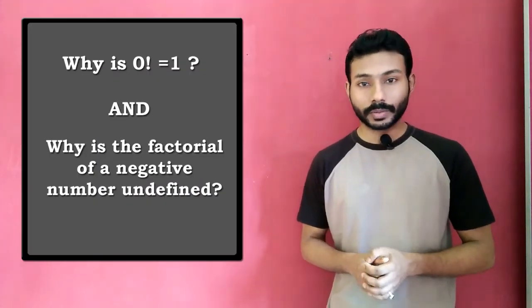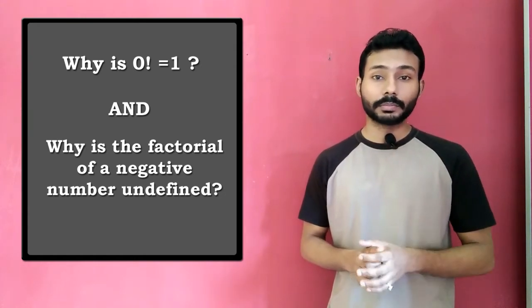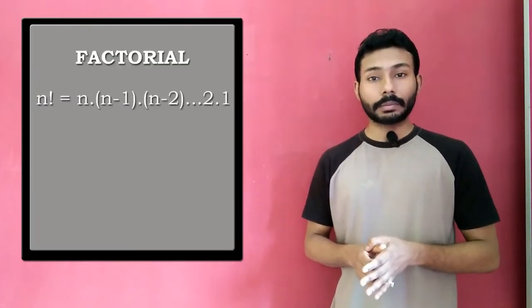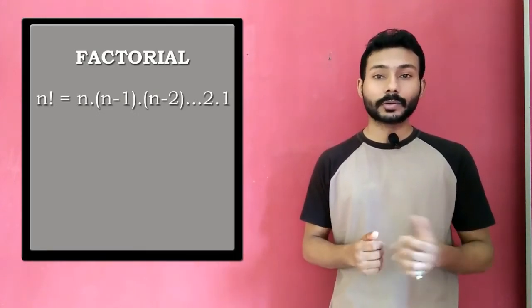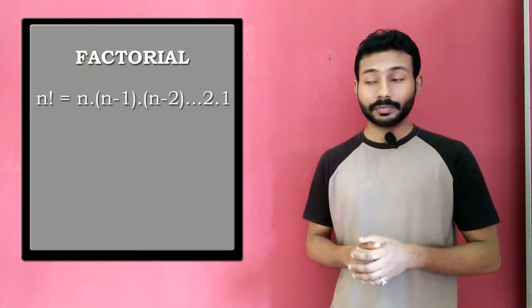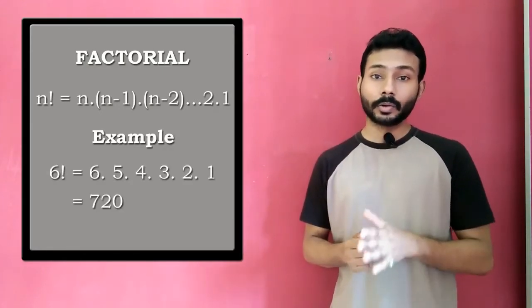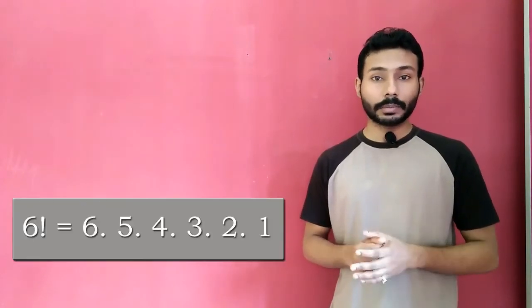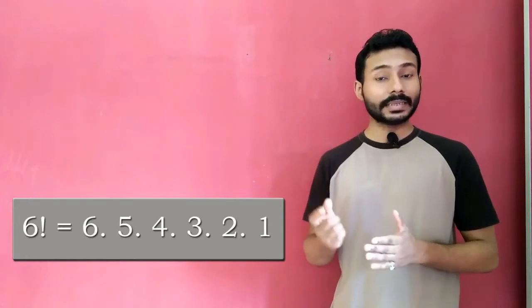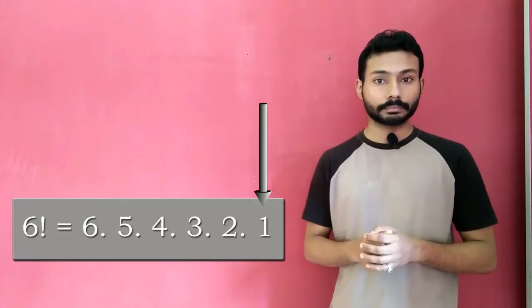If you're watching this video right now, I'm assuming that you already have a fair idea about what the factorial of a number is. The factorial of a number is simply the product of that number and all its predecessors all the way down to 1. For example, factorial 6 is the product of 6 and all the numbers less than 6 all the way down to 1. In other words, the factorial of a number is simply the product of a descending chain of numbers that starts with that number and ends with 1.